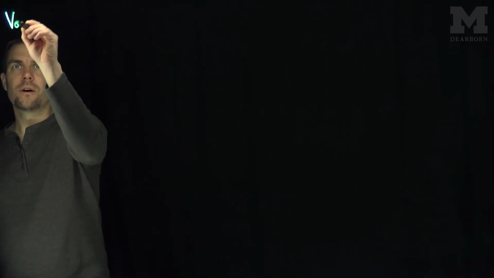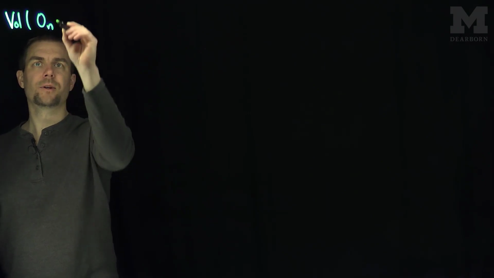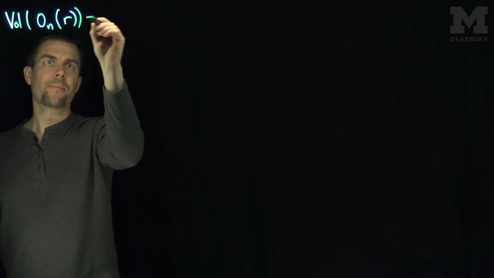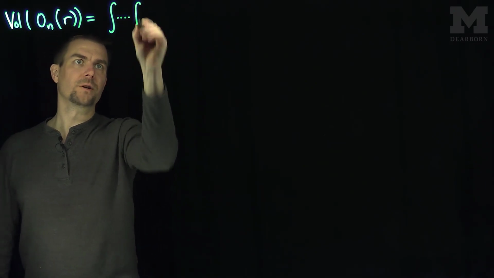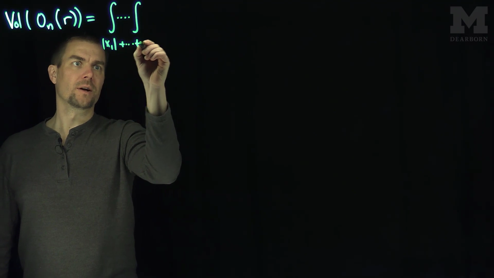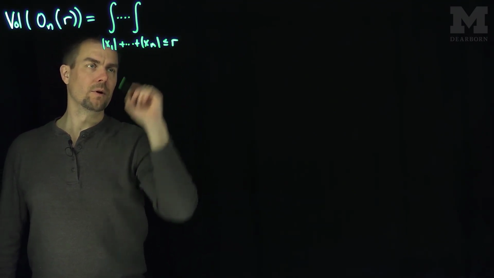Hello students, in this video we'll see how to find the volume of a generalized octahedron. We'd like to find the volume, the generalized volume, I'm going to use this notation, of an octahedron in n-dimensional space of radius, let's say, r. Now what do I mean by that? I mean by that we're going to integrate over n-dimensional space, absolute value of x1 plus ... plus absolute value of xn less than or equal to r.